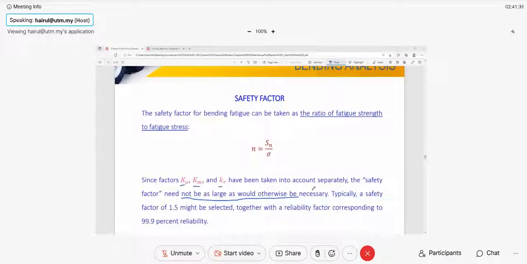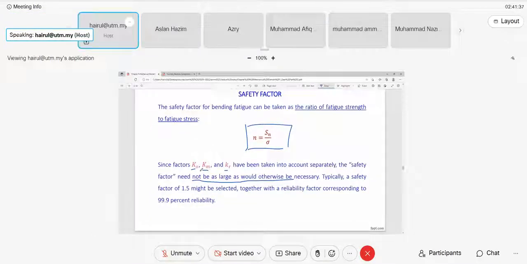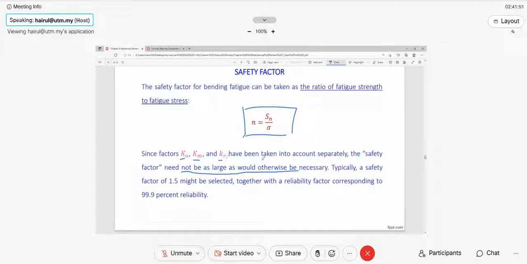Okay. Since the equation is safety factor is your endurance limit over your bending stress. Remember your sigma bending is Wt times P over B times J, times Kv, Ko, Km. And we already have Ko, Km, and also your SN, we have Kr. It is already taken into account, so the safety factor need not be as large as would otherwise be necessary.